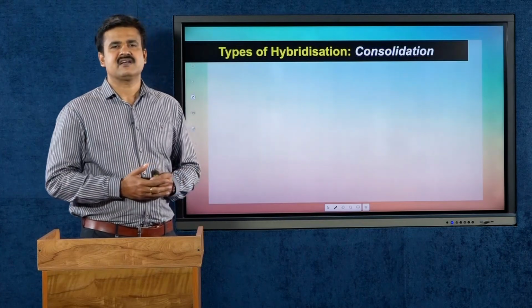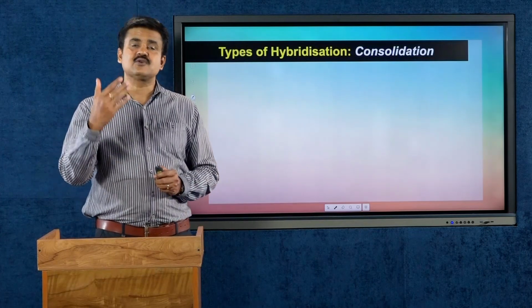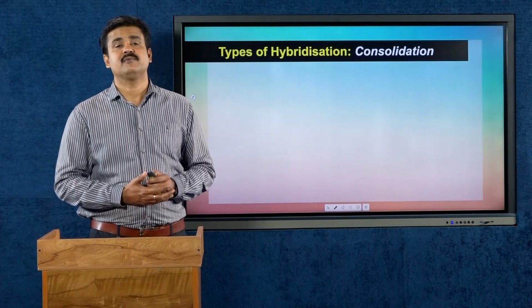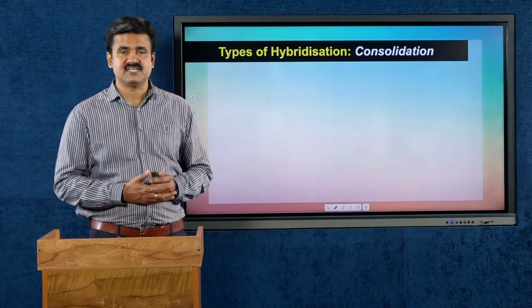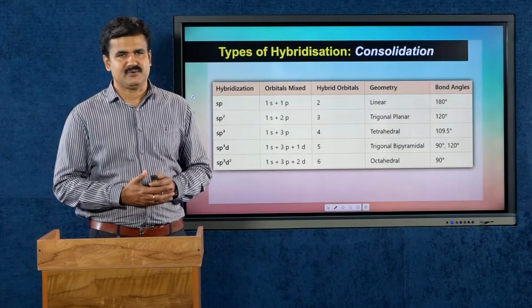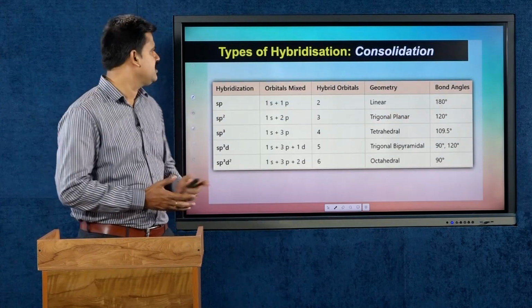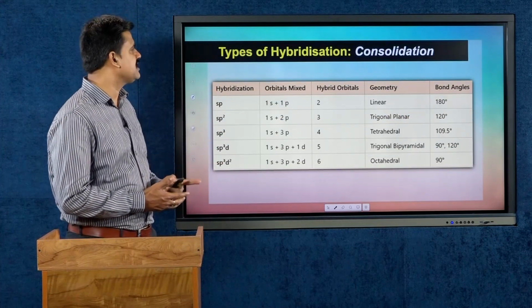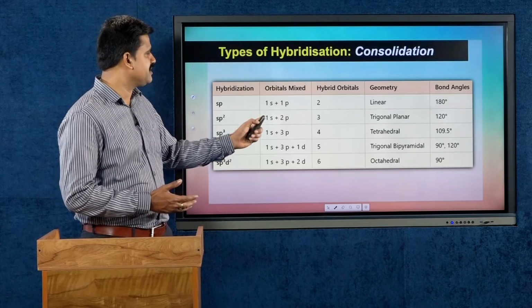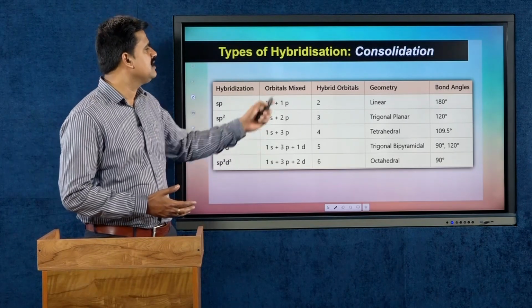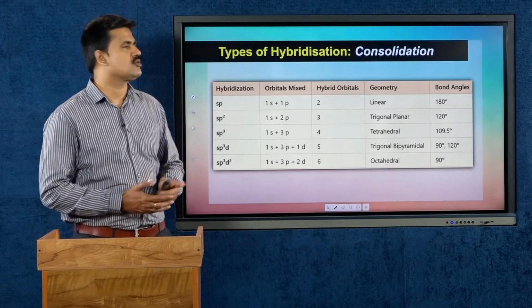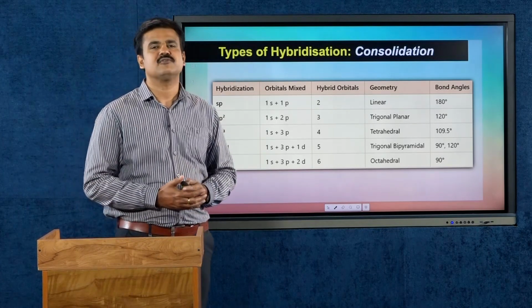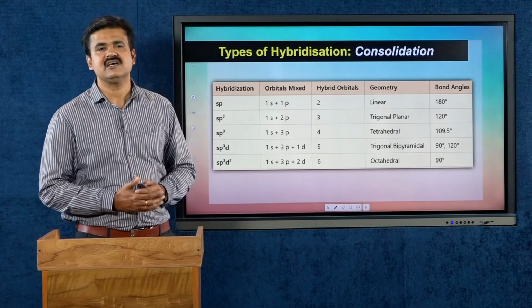Now we are discussing a consolidation of the types of popular hybridizations exhibited by simple molecules and ions. This is about the consolidation. The first column shows the hybridization. The number of orbitals mixed is shown in the second column. The third column represents the number of hybrid orbitals produced. Geometry is given in the fourth column and bond angle is shown in the last column.